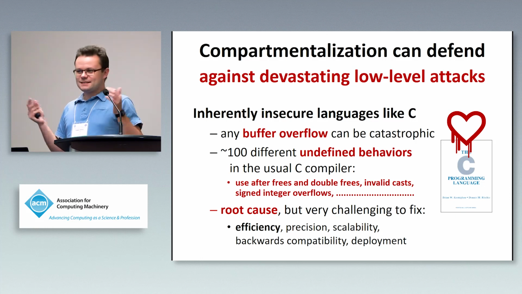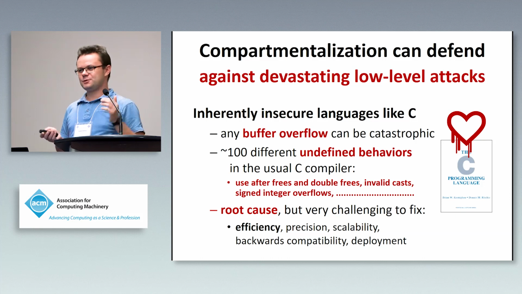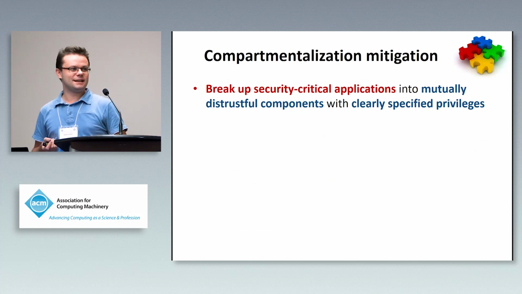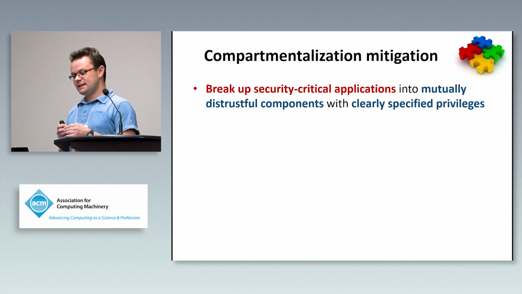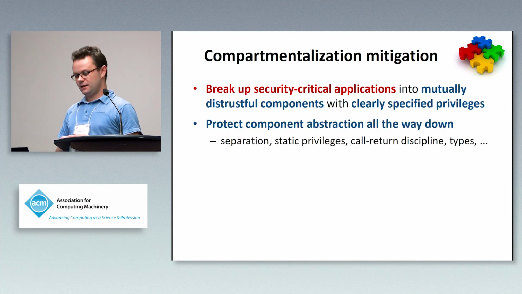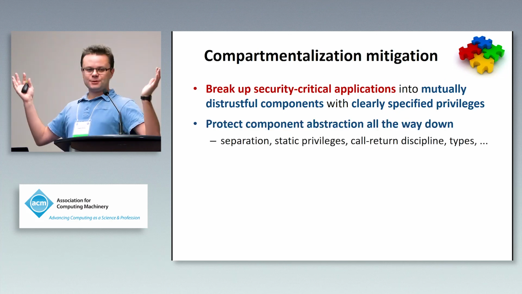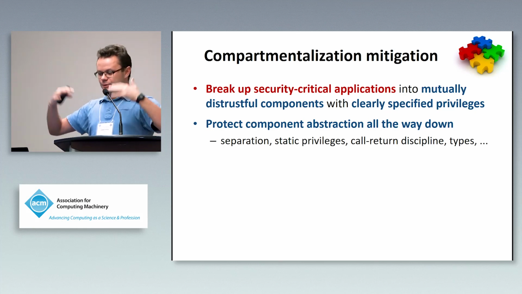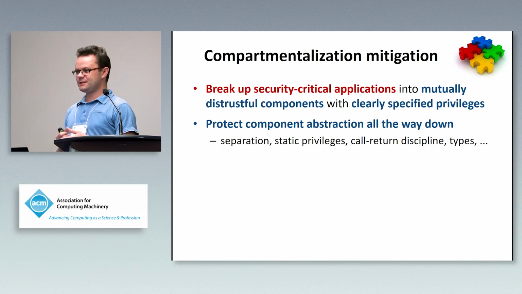And this work, and compartmentalization in general, doesn't try to solve the problem, it tries to mitigate it. The idea is that by breaking up your security critical applications into mutually distrustful components with clearly separated privileges, you're going to restrict the scope of this undefined behavior. And it's not enough to do this at the source level. You have to preserve this abstraction of components going down.